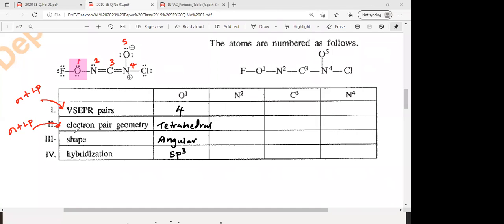Then now can you post the answer for this? The second one, N2. Quickly post the answer. You can put commas. Can you quickly post the answer for N2? Yes, the second one, N2. That's this one.